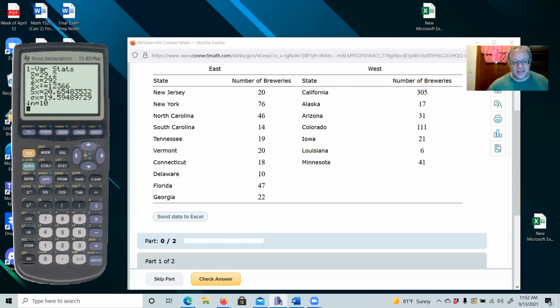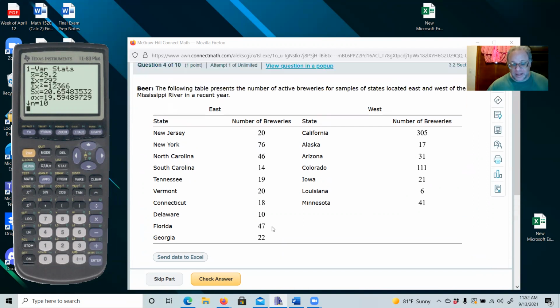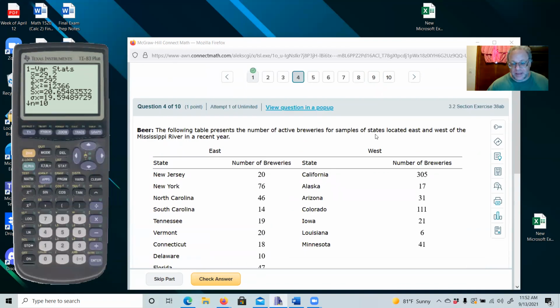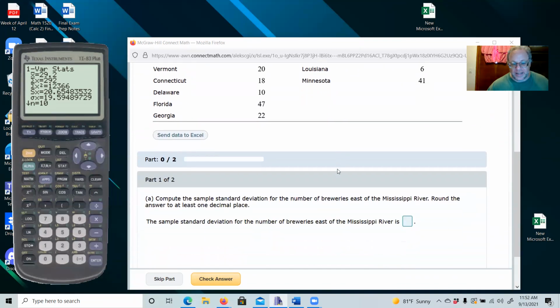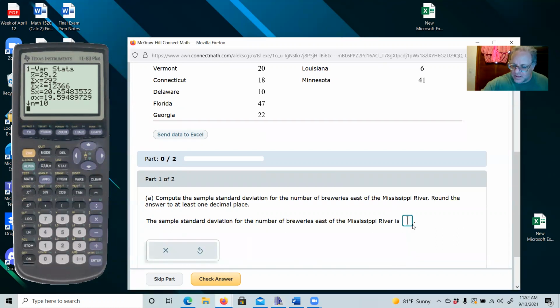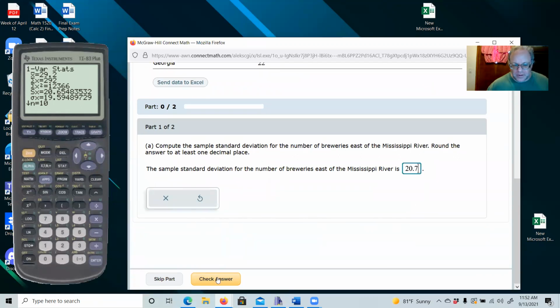Okay, so my standard deviation, right? Sample, right? They said samples. So we were finding the sample standard deviation. That was 20. How many decimal places did they want? One place. So we wanted 20.6. That 5 is going to boost that 6 up to a 7, so 20.7. Check up to there.